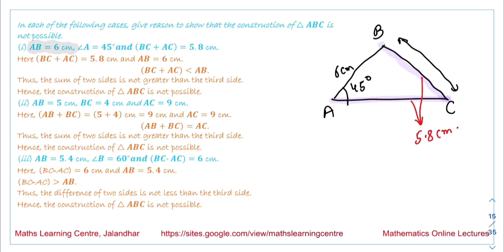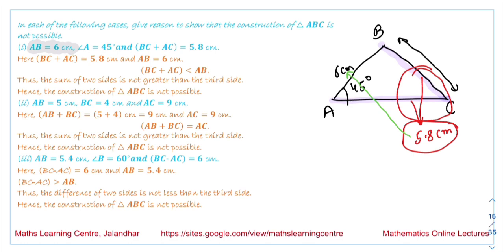So what the problem is over here, the sum of the two sides AC and BC is 5.8 centimeters, and it is less than the side AB. This thing is not possible because we know that the sum of the two sides of a triangle is always greater than the third side. So we are saying that the construction of triangle ABC is not possible.